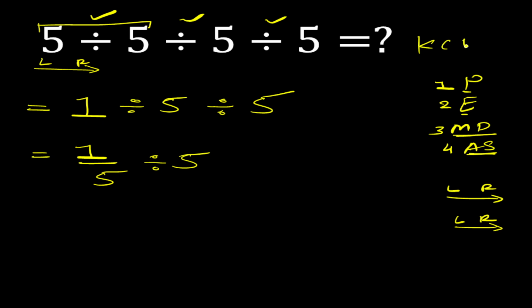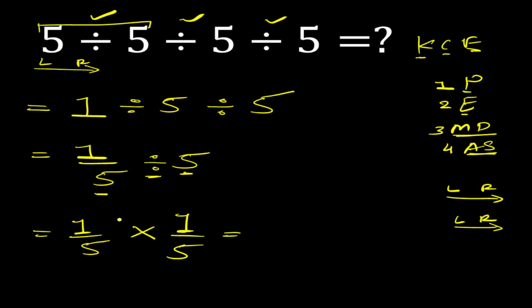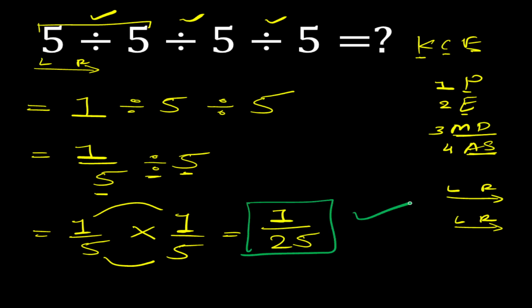Now according to the KCF rule, K means keep the first fraction as it is, 1 upon 5. C means change the sign from division to multiplication, and F means flip the second fraction, 5 becomes 1 upon 5, right? Now 1 times 1 is equal to 1 and 5 times 5 is equal to 25. So the correct answer is 1 upon 25, right?